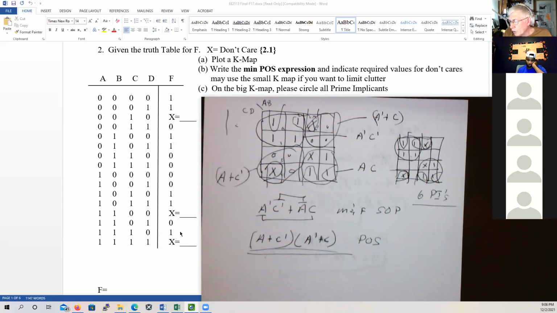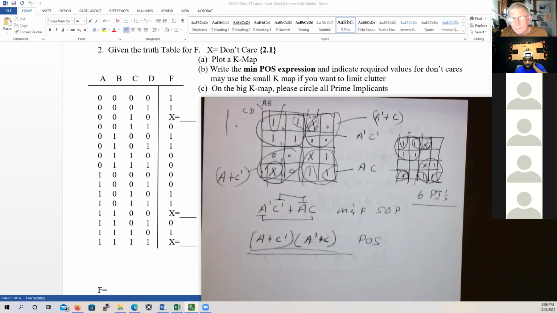We wouldn't use this don't care because it's right there. It's this one right there for the POS solution, because we'd use this X for this group of 4 up here, and this X for this group of 4 zeros down there. But for the SOP solution, we would use this X for this group of 1s and then this group of 1s up here. But we would take this X and this X as 0, so we wouldn't have to include any of those other non-essential prime implicants in our solution. So you get to choose.